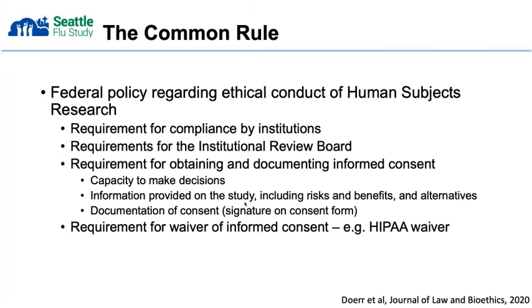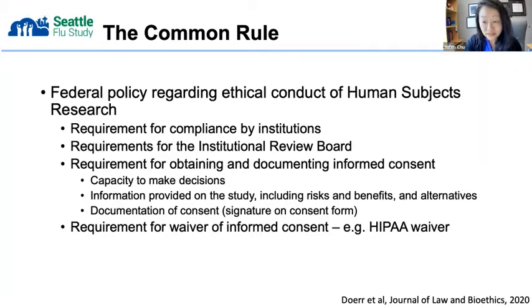Okay, so I wanted to very briefly cover the common rule, which is the federal policy that really guides all ethical conduct of human subjects research in the United States. And there are three major components of the common rule. The first is how institutions can be compliant with federal guidelines. The second component is what makes up an institutional review board, which is the group that reviews research studies in human subjects. And then the final piece, which is what is really critical to the decisions we had to make, is the requirement for obtaining and documenting informed consent.